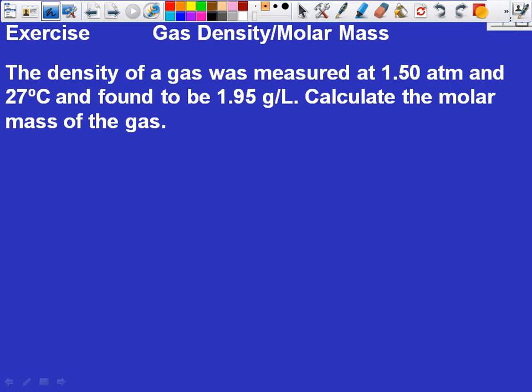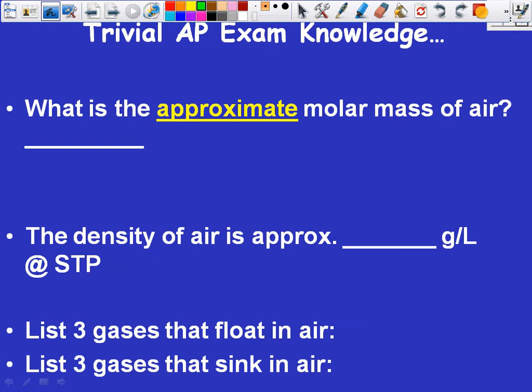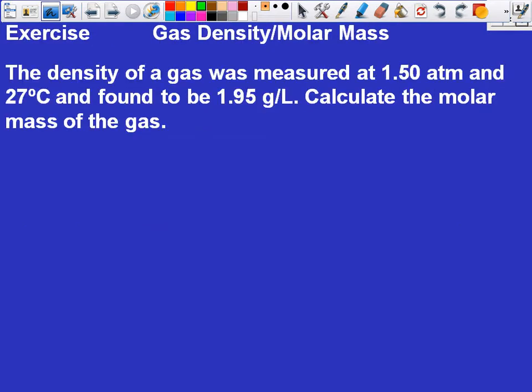All right, so let's look at a problem. The density of a gas was measured at 1.5 atm. Notice the way this question is worded kind of throws you off. It says the density was measured at 1.5 atm. Density and atm are not the same unit. Atm is a pressure, so don't let the wording throw you off.